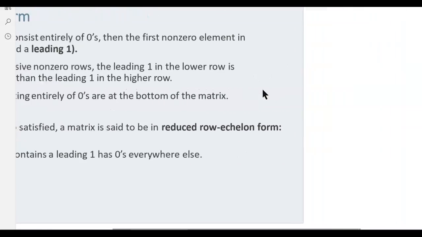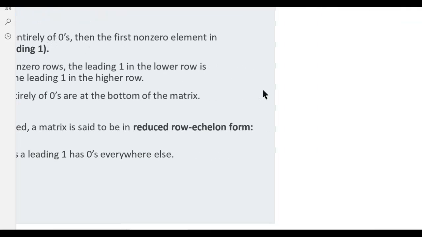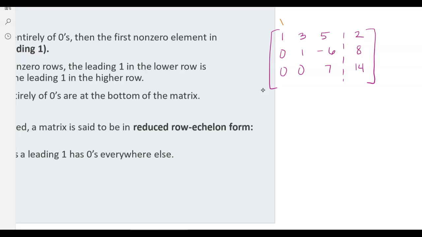Sorry, I don't have an example. For row echelon form, what we mean is we would have, let's say, 1, 3, 5, 2. And then we'd have a 0 here, 1, -6, 8. This line here represents the equal sign. And then let's say we have 7, 14. So this would be a row reduced matrix. Again, this first column represents x, this represents y, z, and this is everything on the other side of the equal sign.